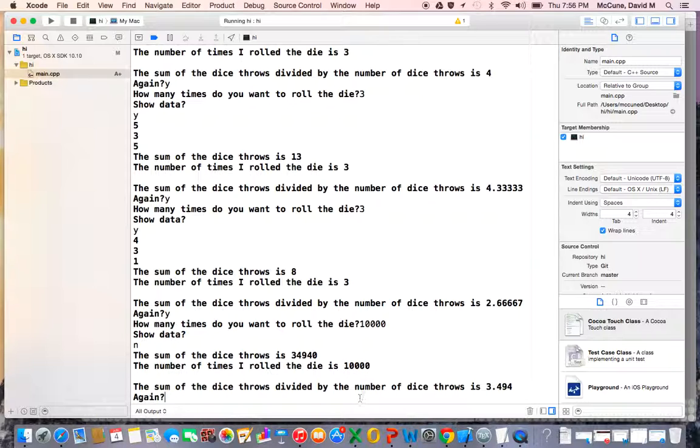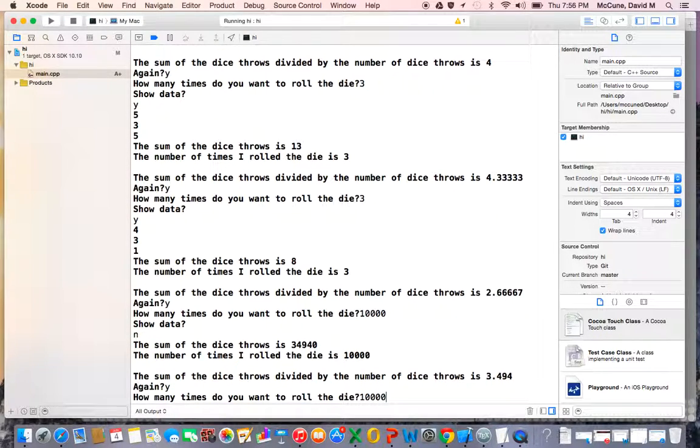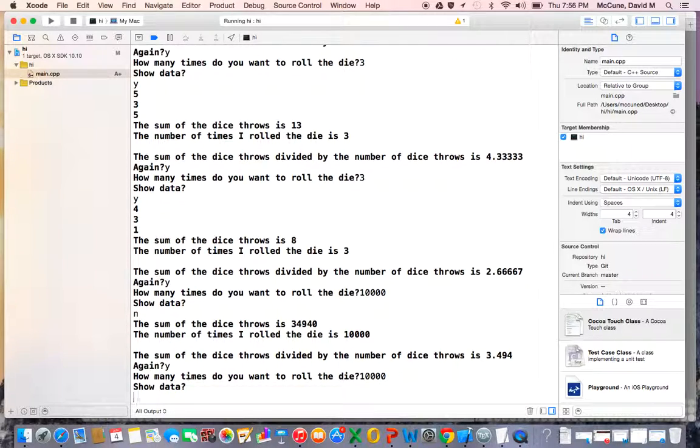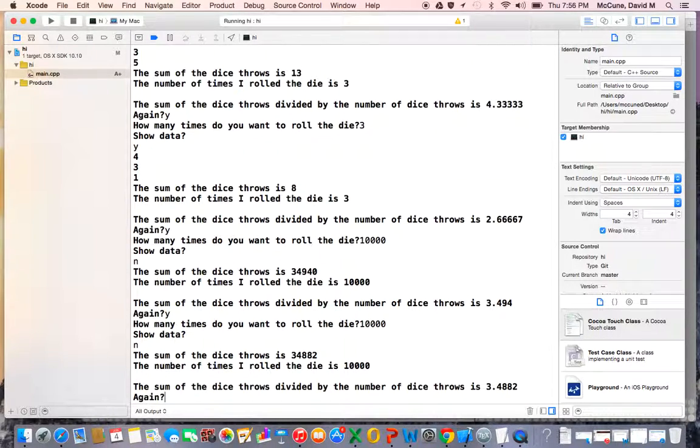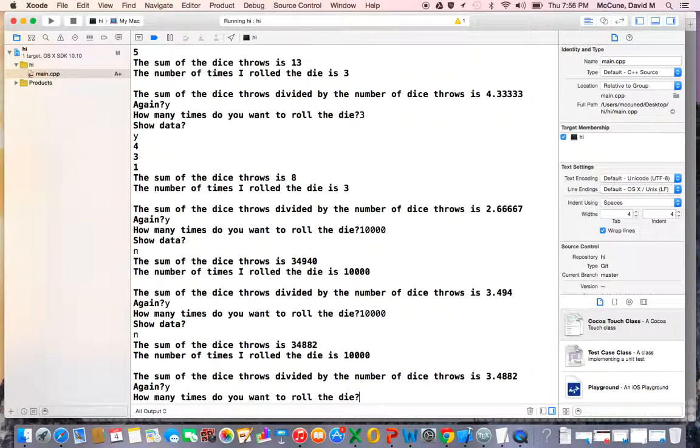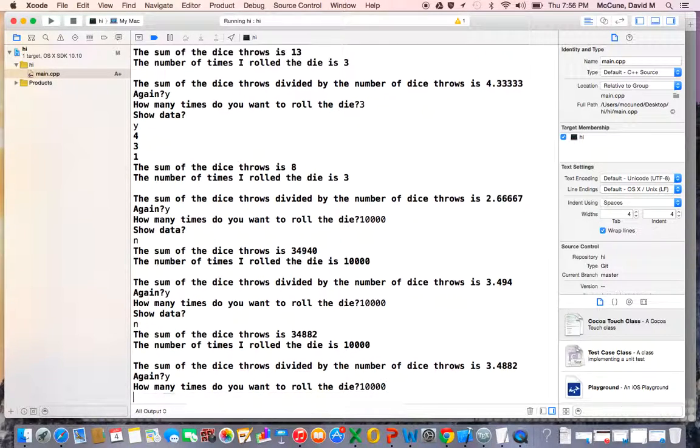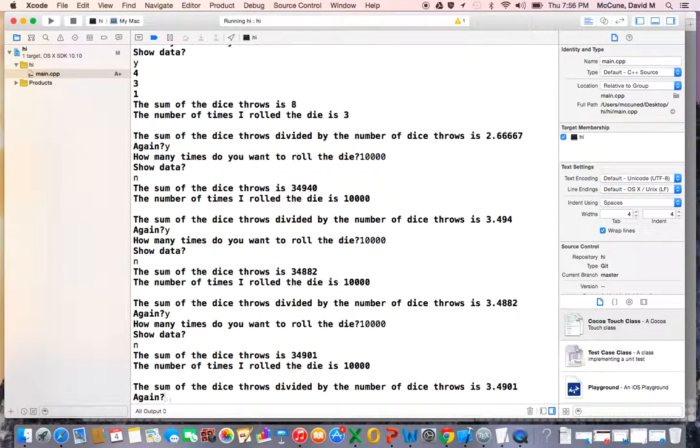Okay, so let's roll again. And let's again do 10,000. I don't want to see the data. It's too much. 34,882. And when you divide that by 10,000, you get 3.4882. Okay, one more time. 10,000 rolls? No. 3.491 is now the average.